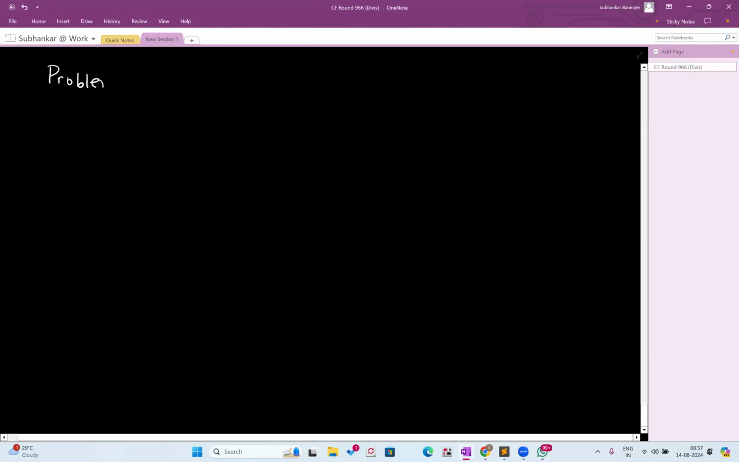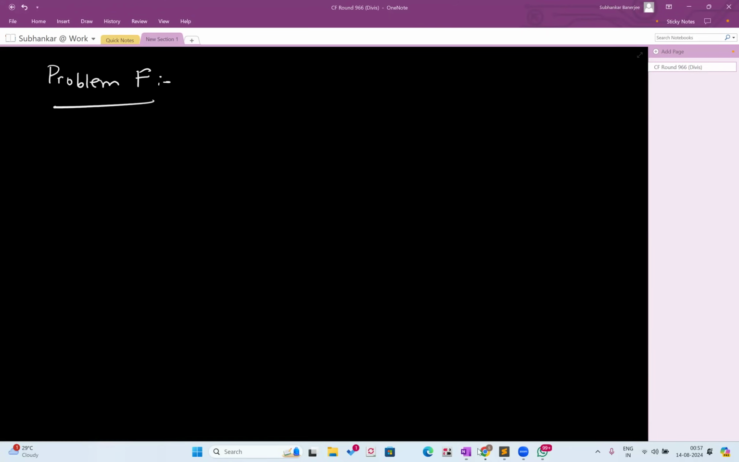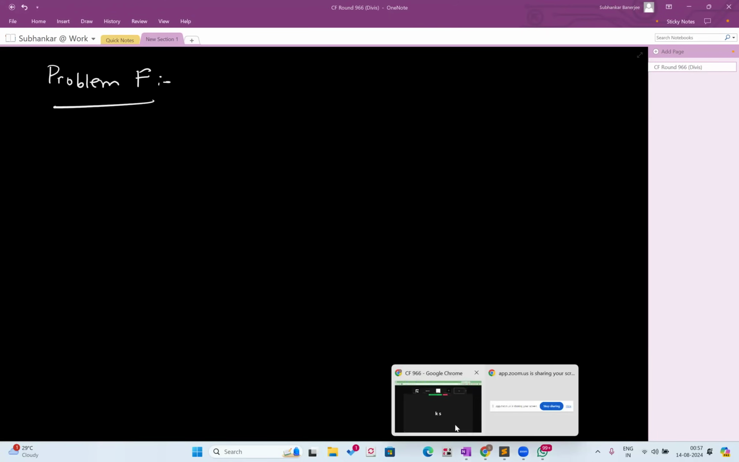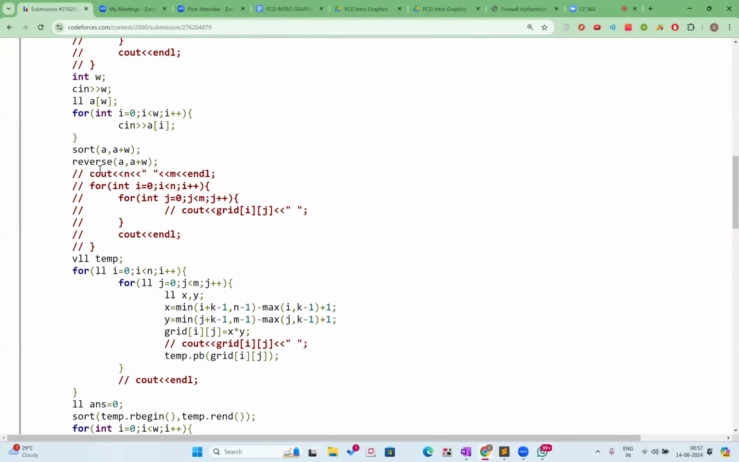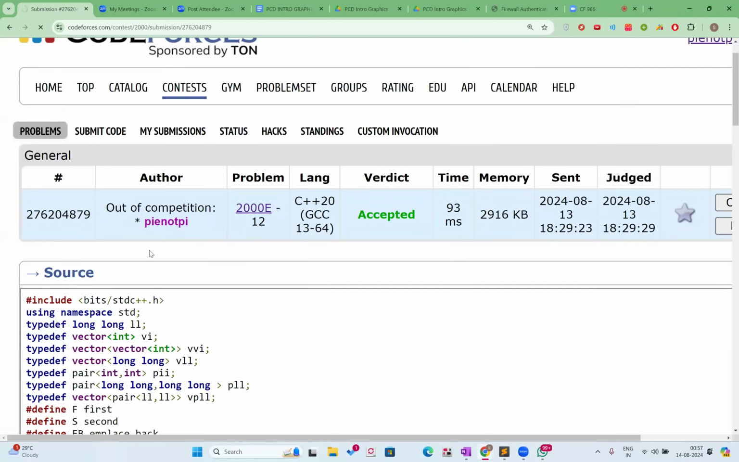So now we are going to move on to the next problem, that is problem F, and this will be the last problem in today's discussion. I'll just go through it quickly.